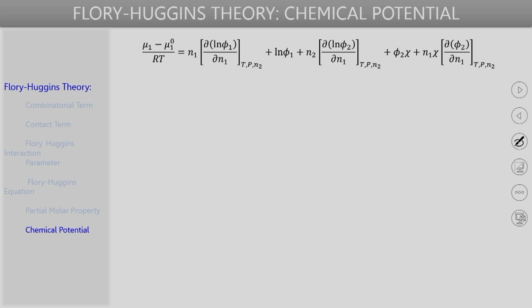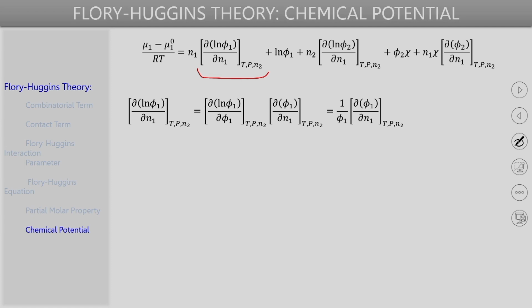Next, let us consider some of the derivatives that are still here one by one. So let us consider this term first. This term, del ln phi 1 by del n1, we can write in this form: del ln phi 1 by del phi 1 multiplied by del phi 1 by del n1. So this derivative is nothing but 1 by phi 1, that is the standard derivative formula for the derivative of a log of something, and this second term will remain here.